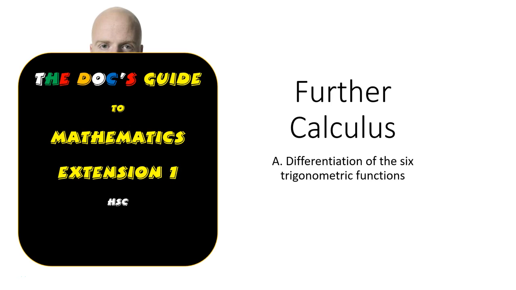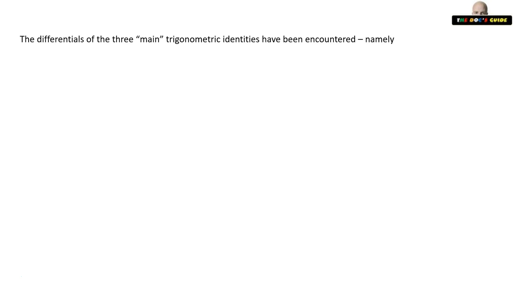Hello mathematicians, we're now going to take a look at aspects of the further calculus topic, and we begin with differentiation of the 6 trigonometric functions. Now before you panic, there aren't 6 as far as I'm concerned. What we need to be able to do is to differentiate the 3 main trig identities which we've encountered so far. So the differential of sine, the differential of cos, and the differential of tan.